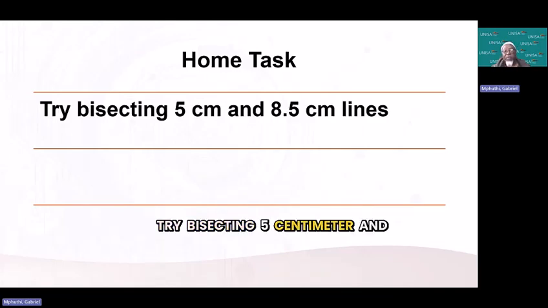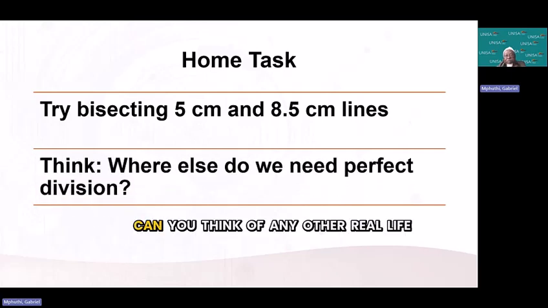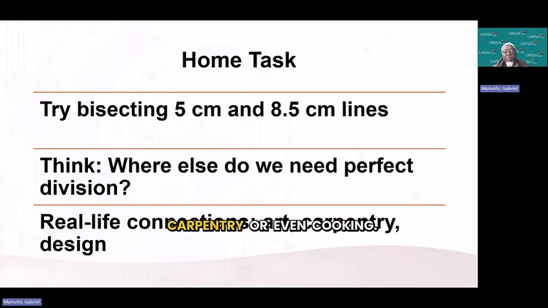Takeaway: to solidify your understanding, here are a couple of tasks that you can try at home. Try bisecting 5 centimeter and 8 centimeter lines, and practice constructing their perpendicular bisectors. And also, can you think of any other real life situations, beyond what we discussed, where bisecting a line or creating a perpendicular bisector would be incredibly useful? Perhaps in art or carpentry or even cooking.